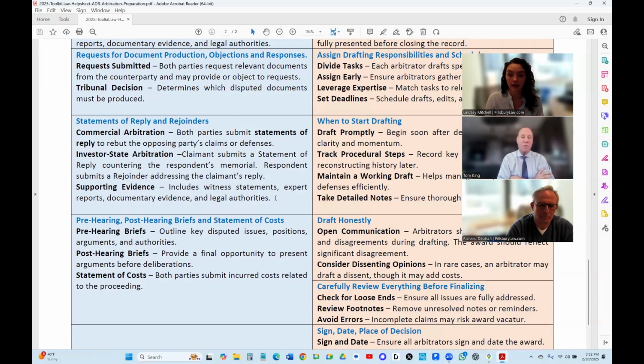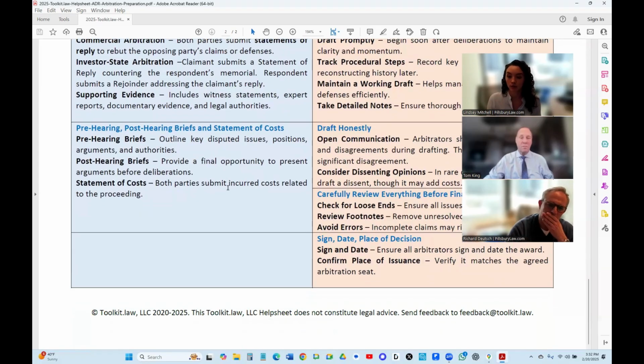And then it kind of always follows that typical structure. The claimant submits, respondent submits, claimant again, respondent. And then depending on the case, the tribunal may request that you submit a pre-hearing brief, which is going to outline again the main issues of the case.